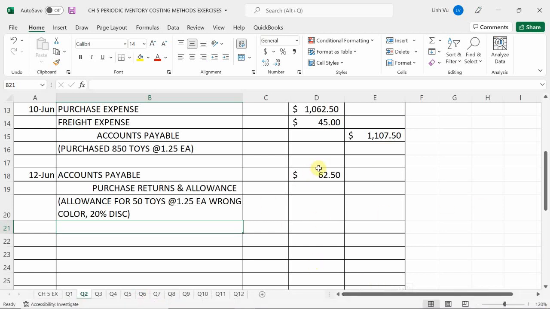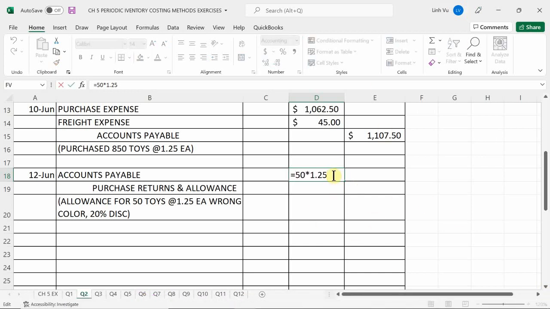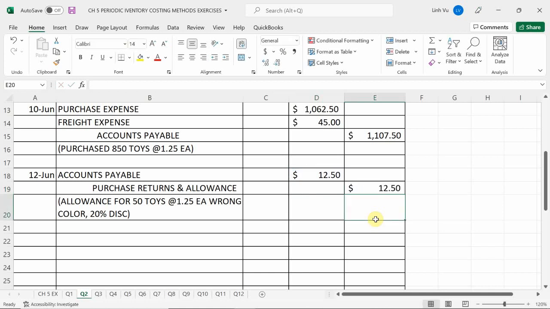But I'm not returning all of them. I'm only going to be getting a discount off of this amount here. So in this case, I need to calculate what 20% of this $62.50 is. So I can go ahead and put my 20% in there, and I should get a refund of $12.50.